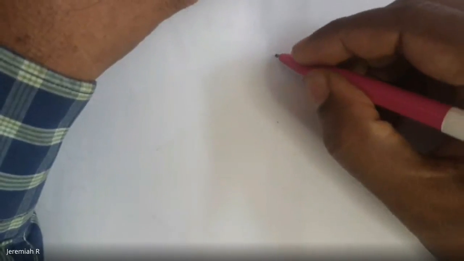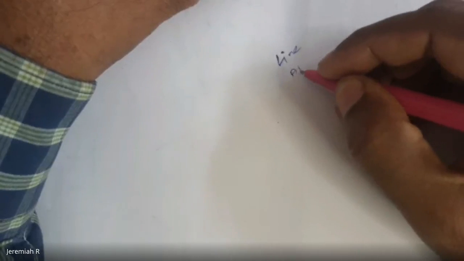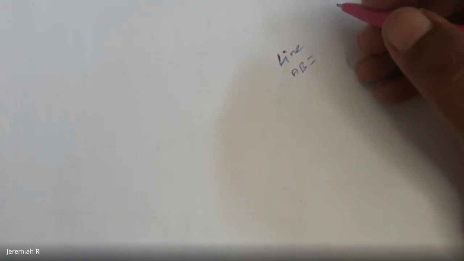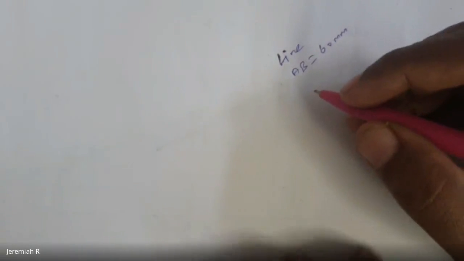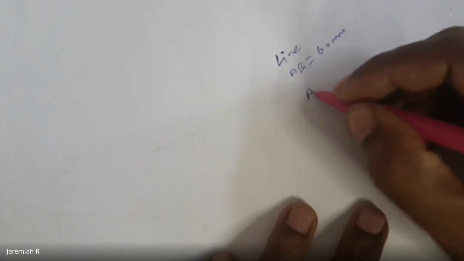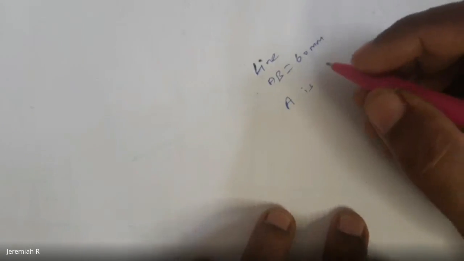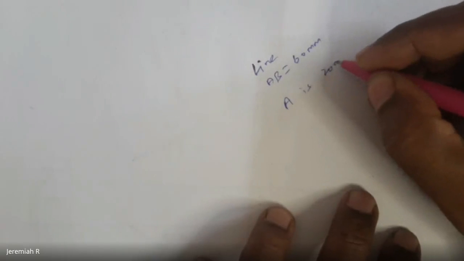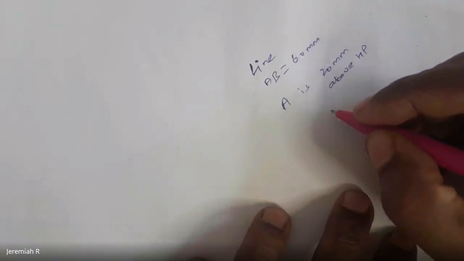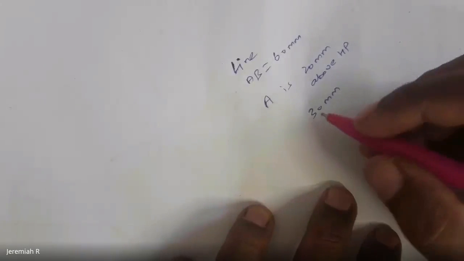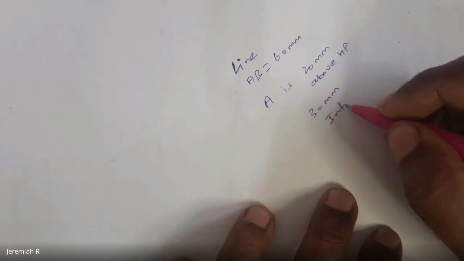So it is given like this: a line AB is 60 mm long, and the point A is 20 mm above HP, and the same point A is 30 mm in front of VP.